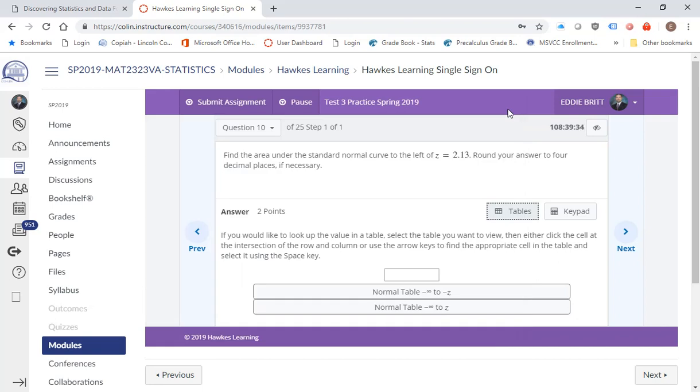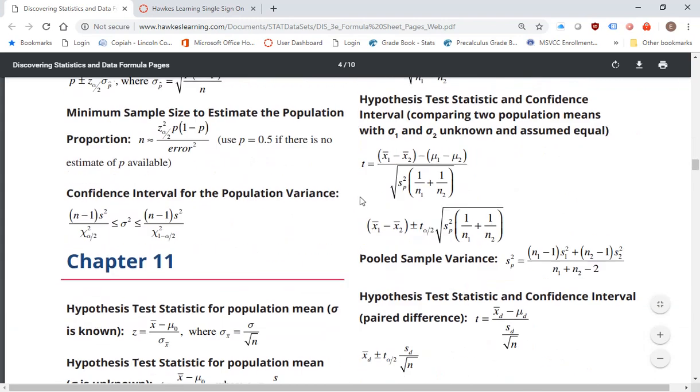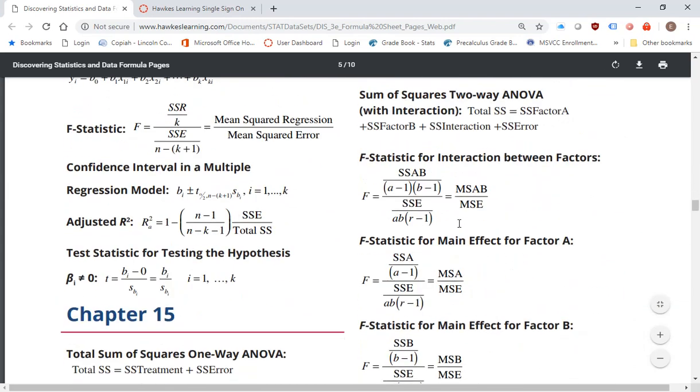All right. So this says find the area under the standard normal curve to the left of z equals 2.13. All right. The way that our tables work, so let me go to our tables. We use tables A and B.